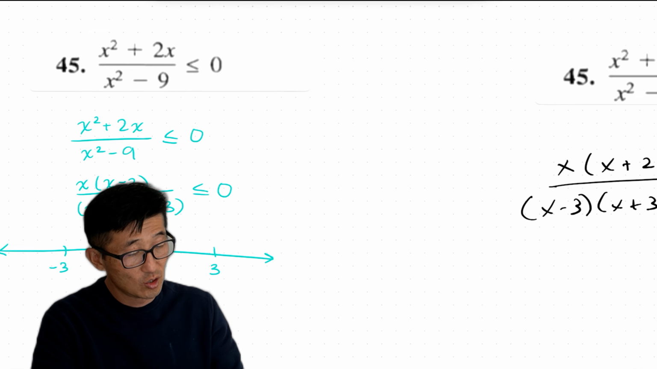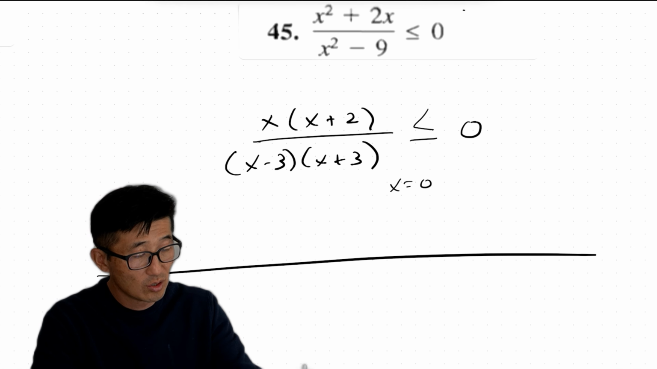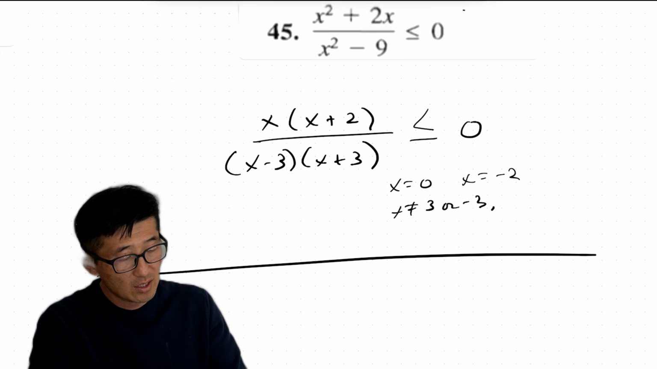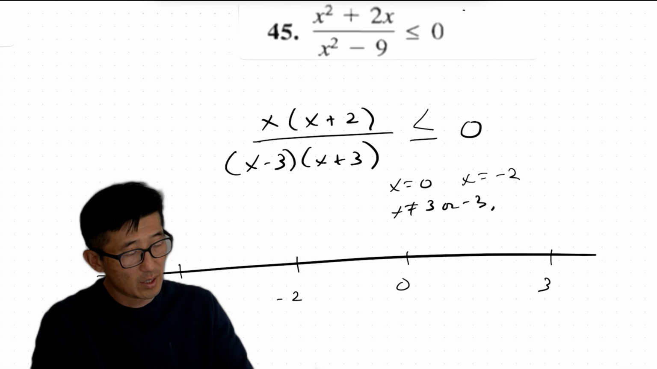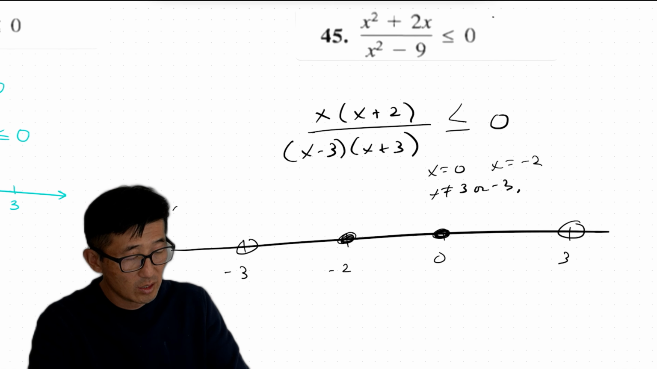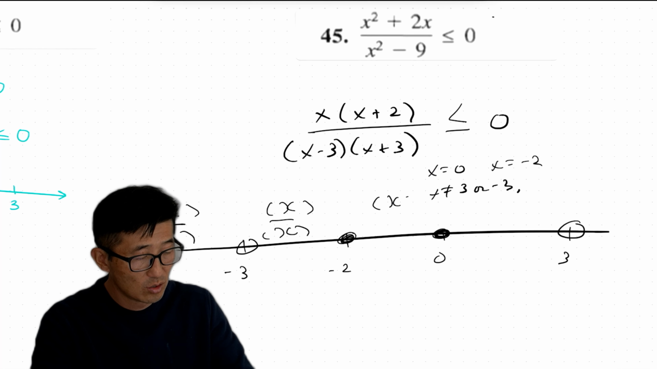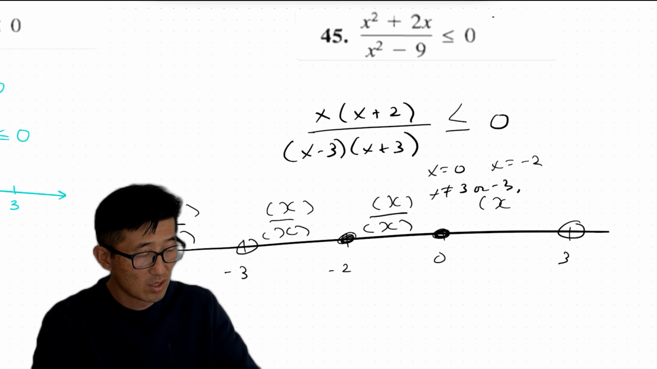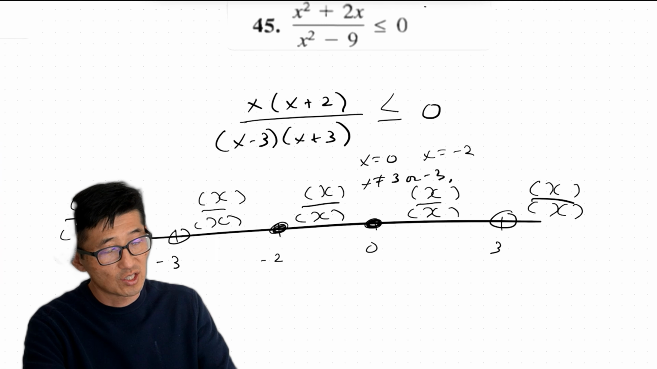All right, so I'm going to continue with mine here. So we got x equals 0, x equals -2, x cannot equal 3 or -3. So we got -3, -2, 0, +3. We want -2, we want 0. We don't want those two guys. All right, so we got 1, 2, 3, 4 of those. This is a lot of work. Afterwards we're going to see what this graph actually looks like.